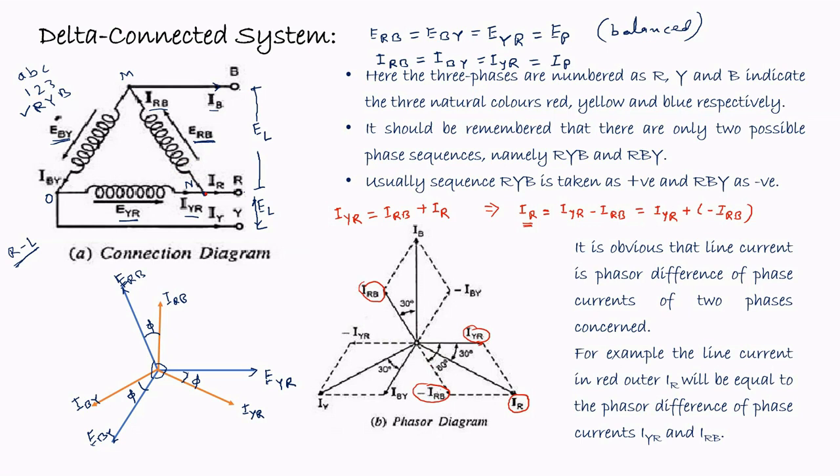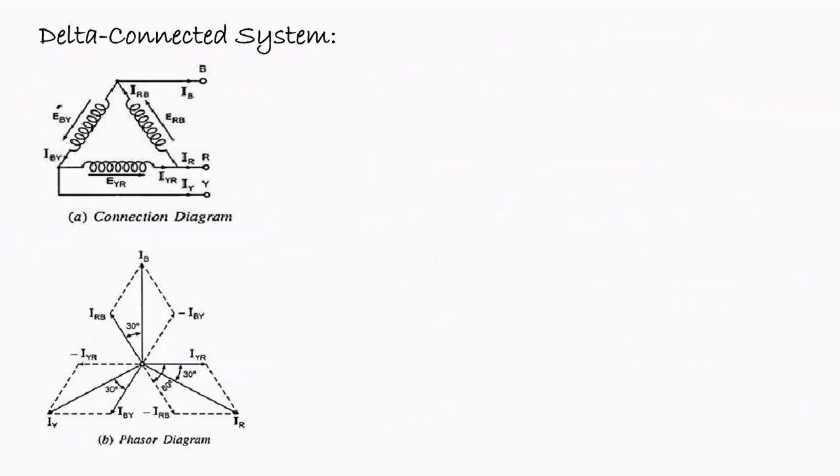So let's try to find this value. We have drawn the circuit as well as the phasor diagram again, and we have already discussed that IR should be equal to IYR plus minus IRB.